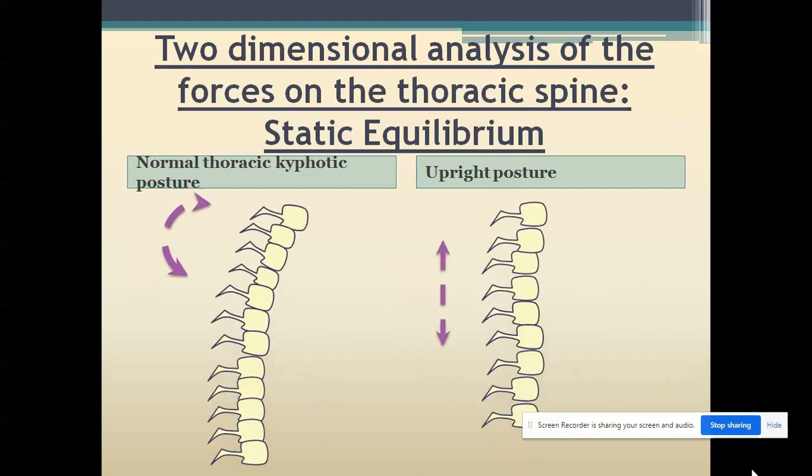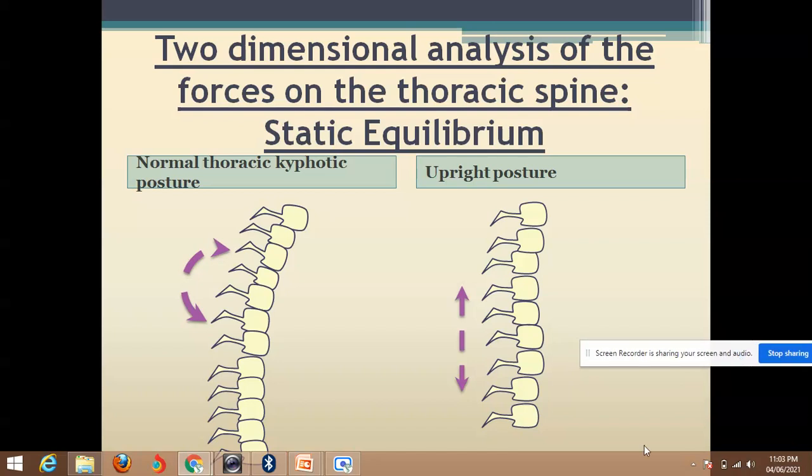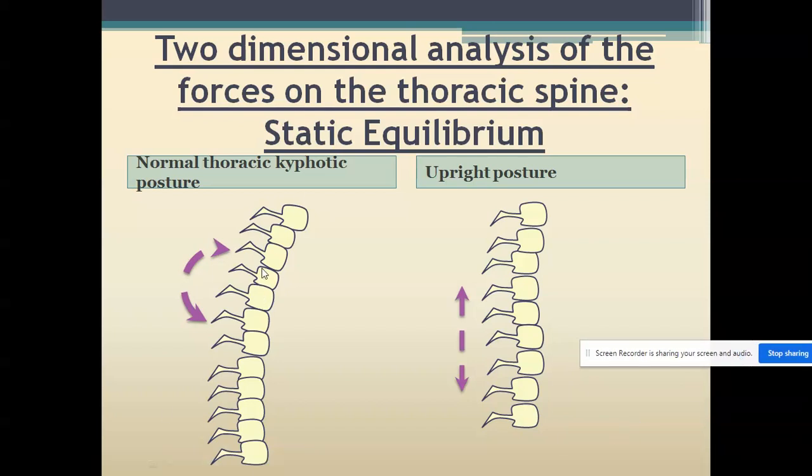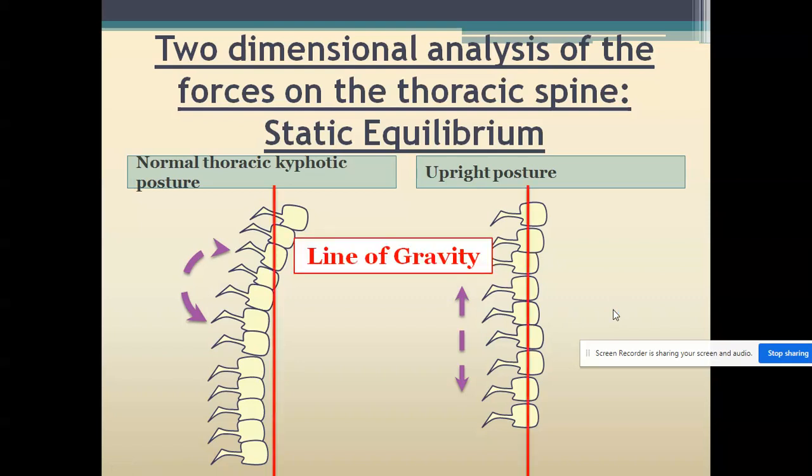Let's see how the position of the spine looks. Look at the diagram under normal thoracic kyphotic posture. That is, normally the spine is slightly hunched. You can see the arrow under the heading upright posture, where the spine is maintained straight and upright. You can see the straight line beside the diagram. This is how the diagram of normal thoracic kyphotic posture and upright posture looks.